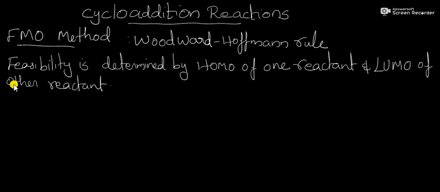According to the Woodward-Hoffmann rule, the feasibility of a cycloaddition reaction is determined by the HOMO of one reactant and the LUMO of the other reactant. We know that in cycloaddition reactions there are two reactants. They approach in parallel planes, not through the same plane. So the reactants approach from two different planes.